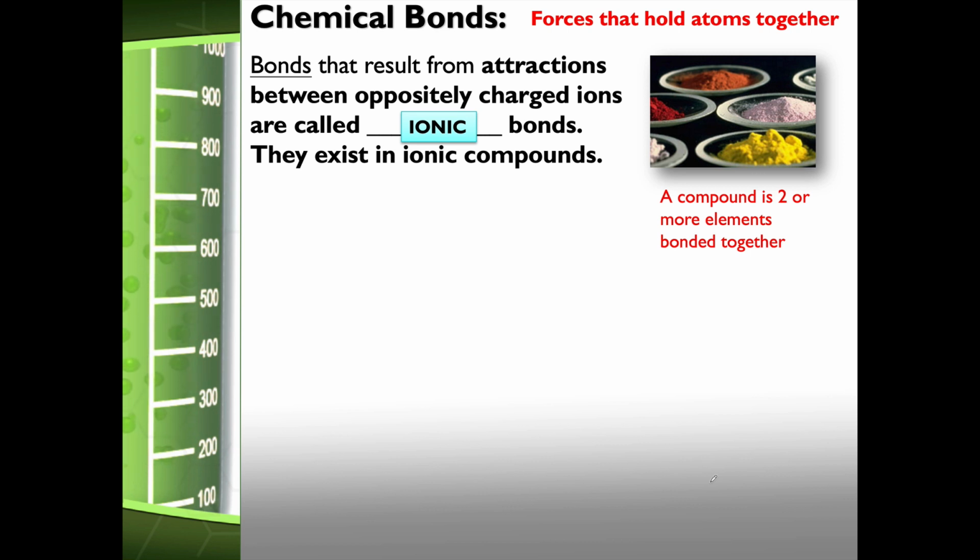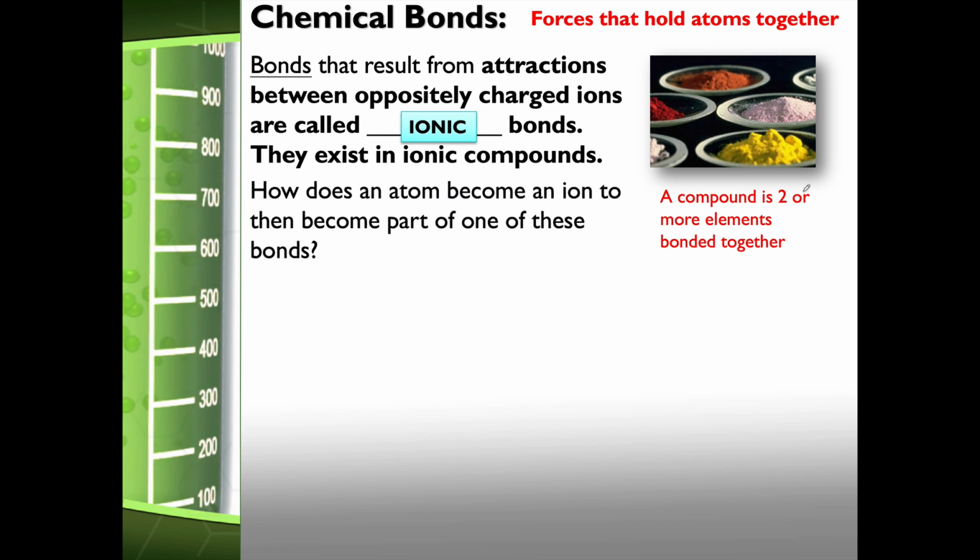And again, they do that because they're looking for partners to become happier. When they find this partner or this group of friends, they become happier atoms than they were by themselves. This picture here is a representation of some common ionic compounds. Although they're strangely colored powders, we'll get into their importance to the human body and just life in general in a little while.